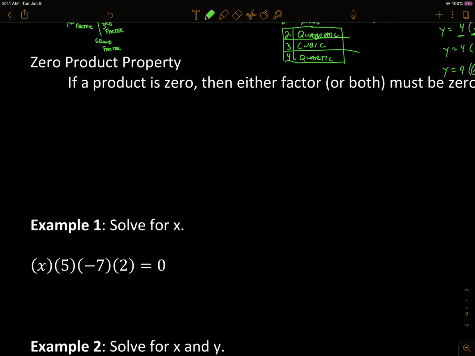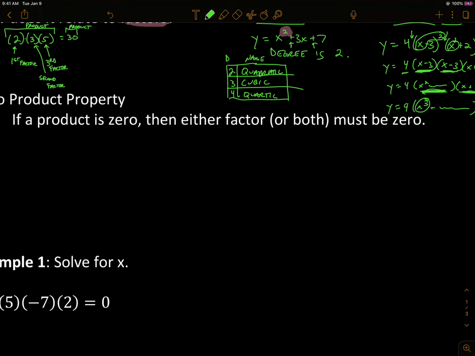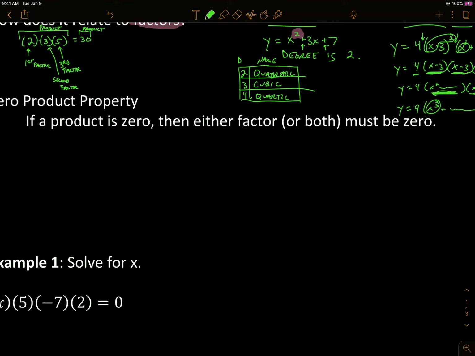So now we're going to look at this thing called the zero product property. If a product is 0, then either factor or both must be 0. So that means if I write that out in mathy terms, it means if I have 2 things times each other and it equals 0. That's the if part. A product is 0. Remember, this is the product.